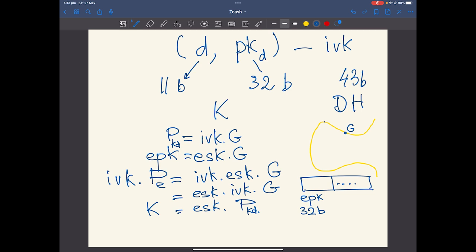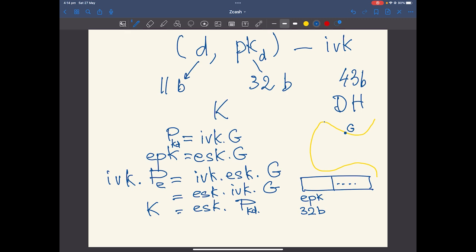If I'm the sender, I can find K by multiplying the PKD, which is part of the address, so I know that because I know who I'm sending the coins to. I take that value, PKD, and I multiply by my secret ephemeral key. I get a value. And the receiver, who does not know his ESK, but he knows IVK, takes IVK and multiplies by EPK. EPK is part of the message, so it's also public. He would find the same value. We have K here and K here, the same stuff.